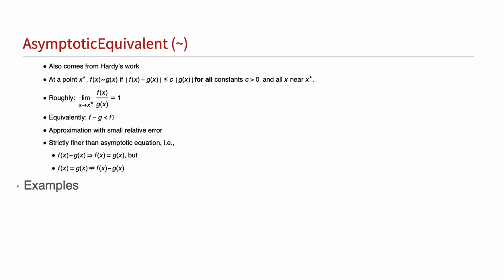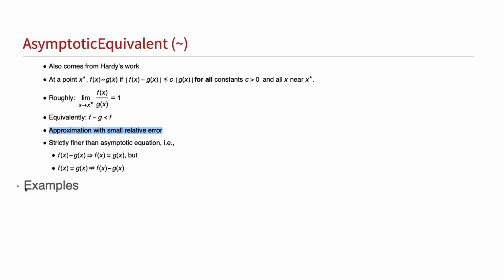Basically, here's the definition. f is asymptotically equivalent to g if the absolute value of the difference between f and g is less than or equal to C g of x, and I'll make that bold, for all constants C greater than 0 and all x near x star. Now, the basic idea is that the ratio goes to 1. We couldn't define it that way, and it'll be pretty easy to see why. A different equivalent definition is that f minus g is less than f.